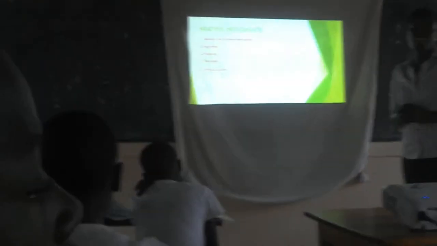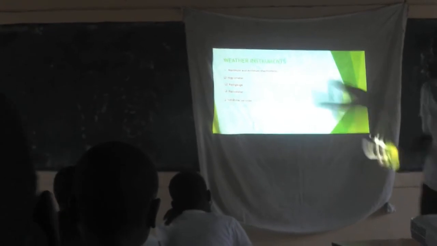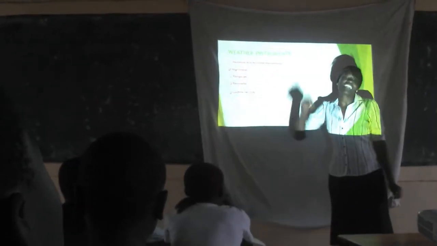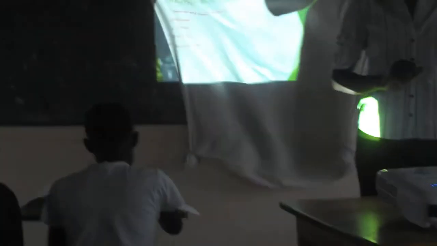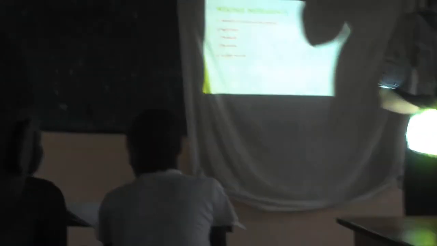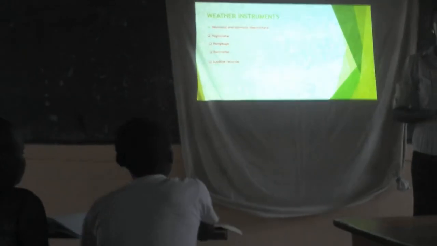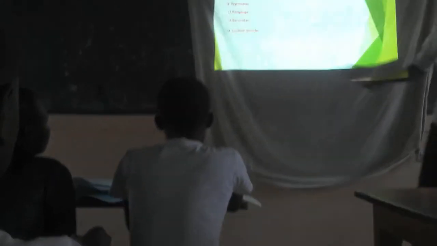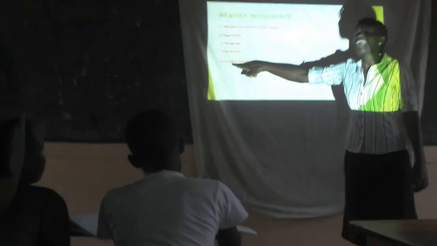Can you say sunshine recorder? Sunshine recorder. You can get the use from its name, sunshine. So, what is the role of a sunshine recorder? Any trial from the class? What does it measure? The sunshine recorder is an instrument used to measure the amount of sunshine. After we have talked about it, we shall check how it looks like. We shall see it in our video that we shall watch at the end.